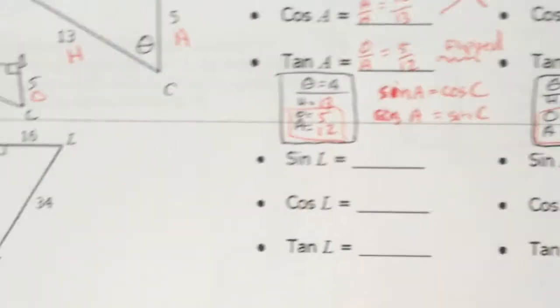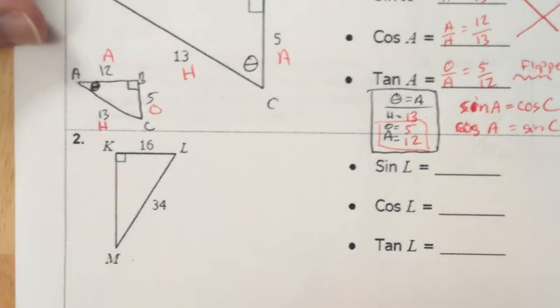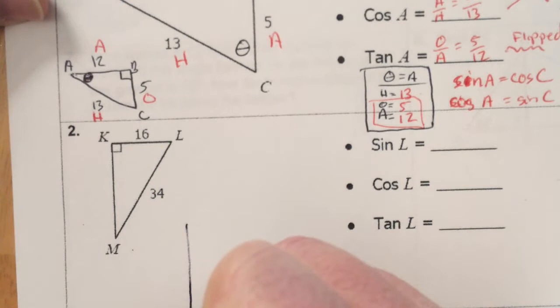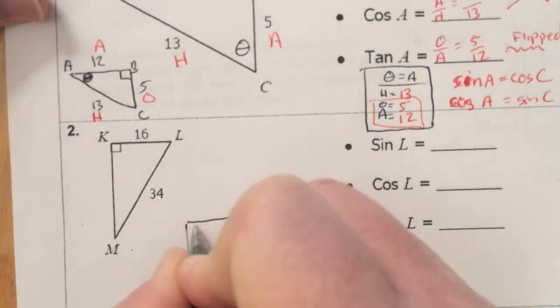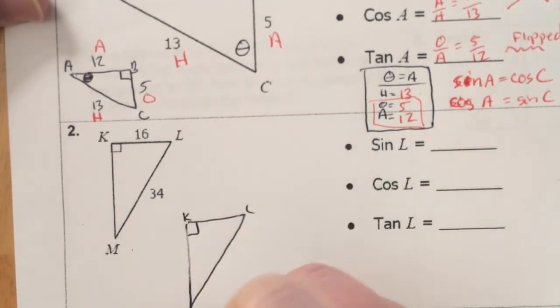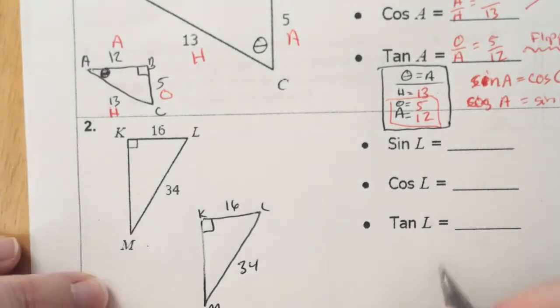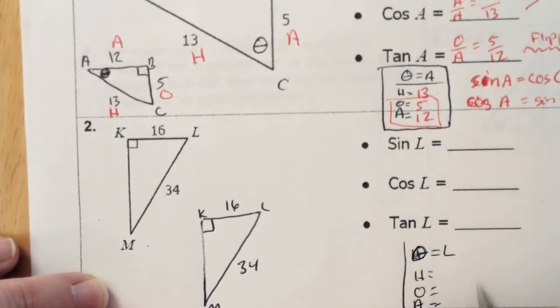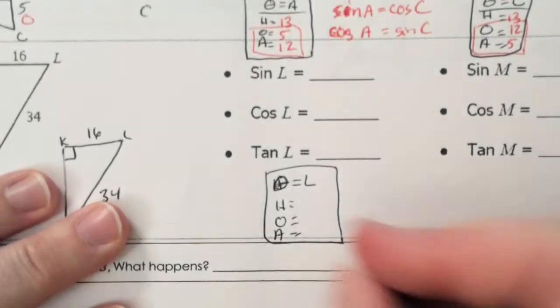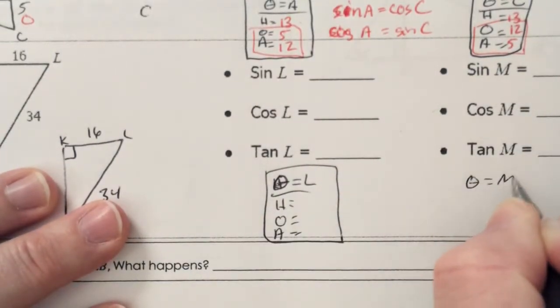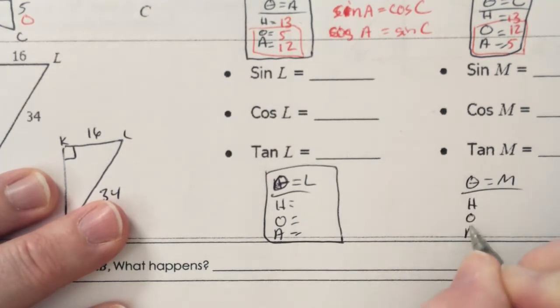All right, let's go to number 2. Super exciting. Okay, so we're going to be doing this twice again. So let's just do it. All right, so K, L, M, 16, 34. Okay, so in this part, we need to find our HO and A again. So when your theta is L, what's your HO and A? That's what we're going to be solving for. And over here, when your theta is M, what is your HO and A?